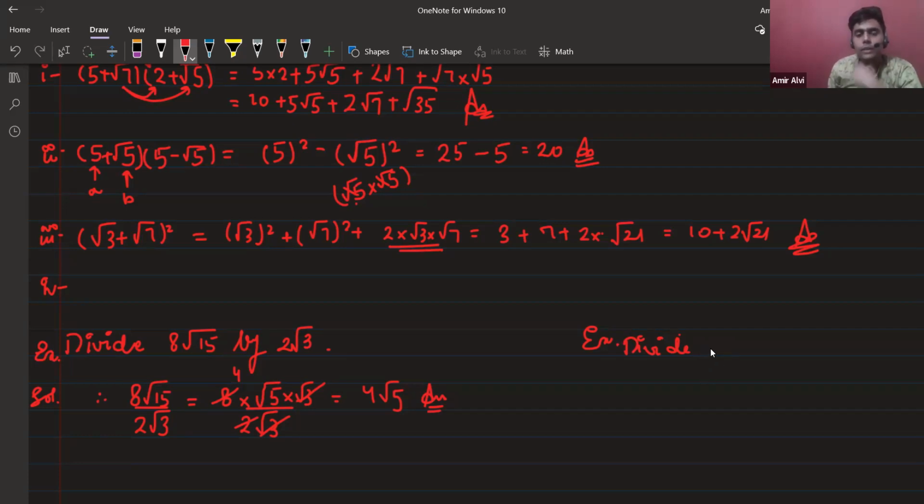So let's solve this one question as well: 4 root 39 divided by 2 root 3. Solve it. It's an easy one. I think you will get it. Okay, solve it.